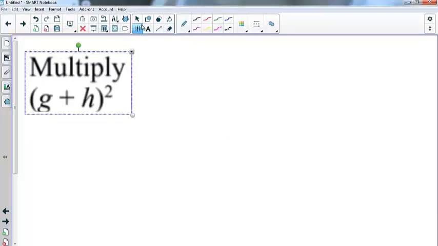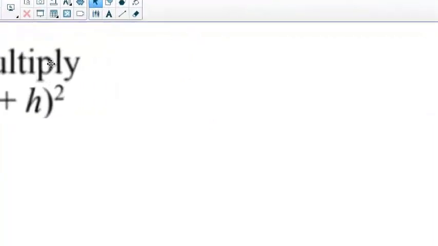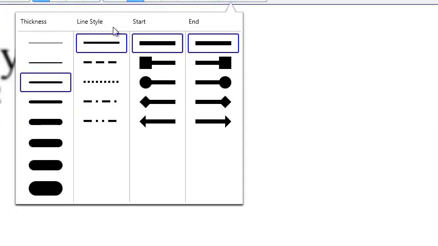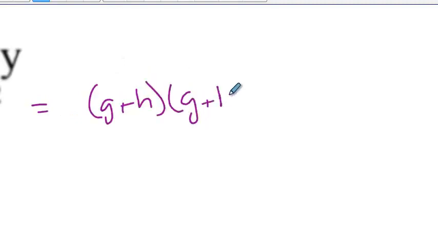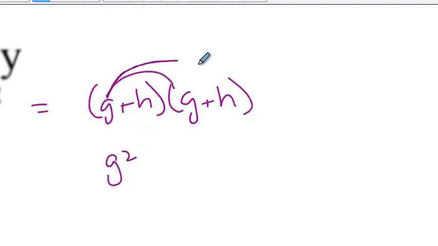So, whenever I see it written like this, we do have a rule for it. I don't care if you use the rule. What can you do always with these? You're right. That's a good guess. So, I have g plus h times g plus h. First times first gives me g squared. Outside times outside gives me? And don't forget to put your plus or minus in, guys.